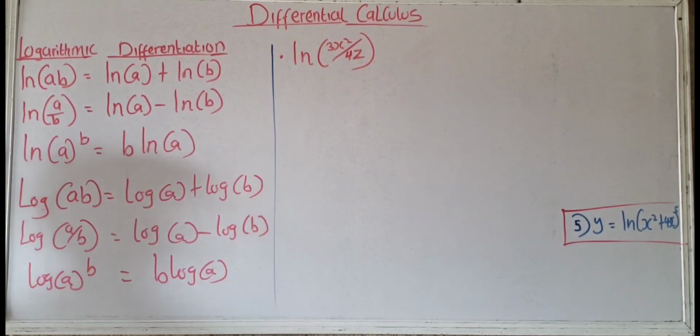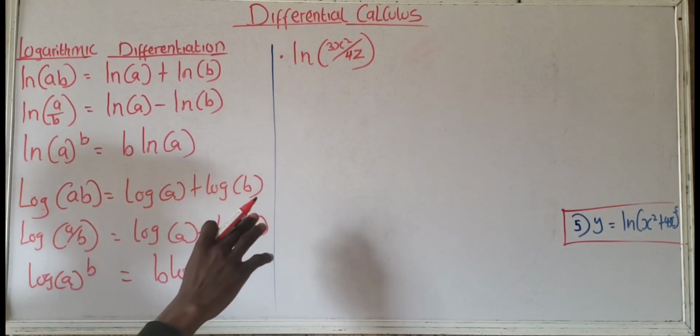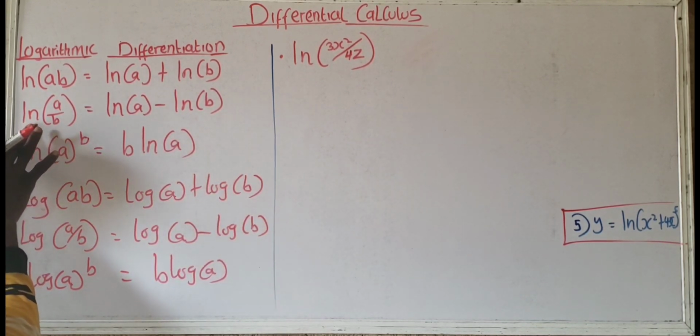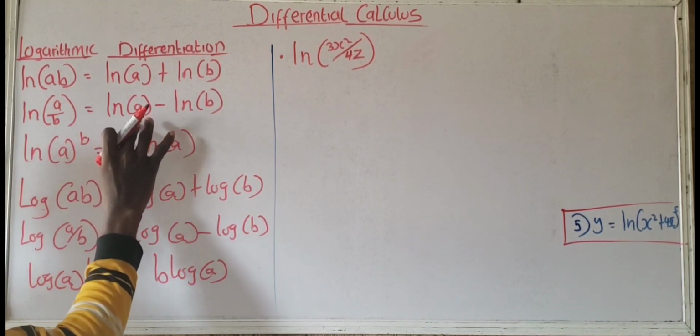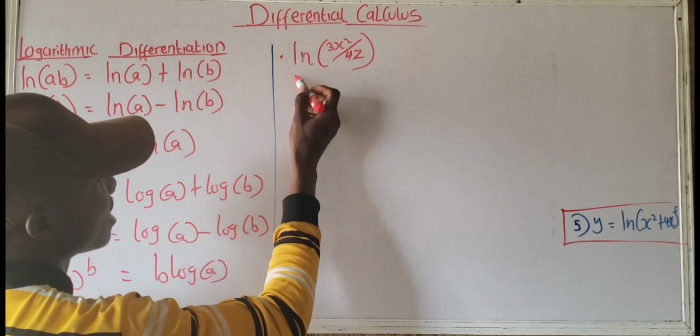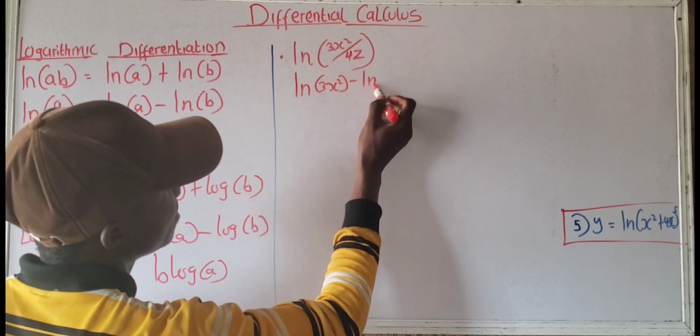Which rule are you going to employ? You can see that the log that we are given is a quotient, you understand? Don't forget that the quotient of a log is the difference of that log. And you know that the natural log of a over b will give us what? The natural log of a minus natural log of b. So you can easily expand this as ln 3x squared minus ln 4z.